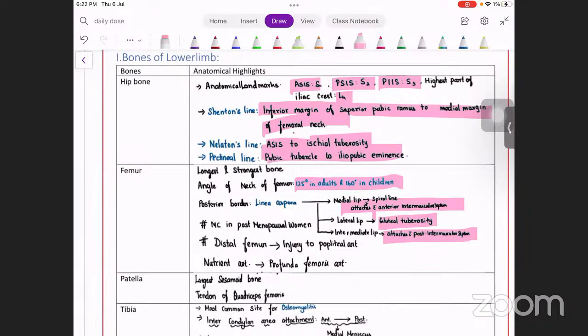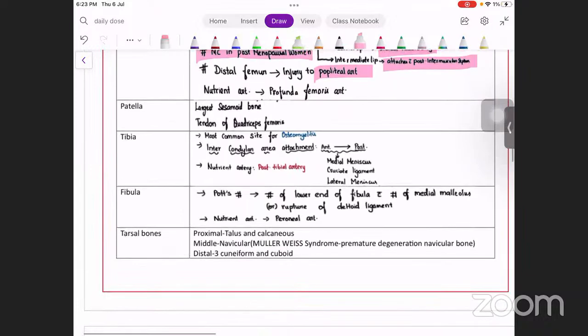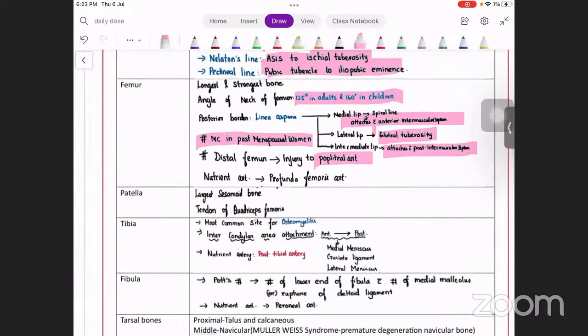And apart from that, the femur is the most common bone which is fractured in postmenopausal women. The fracture of the distal femur causes injury to the popliteal artery, and the nutrient artery of the femur is the profunda femoris artery. We discussed the nutrient artery table in the back, and these are the important things you have to remember in the femur. Longest and strongest, and then the carrying angle, 125 in adults, 160 in children. Most common bone fracture in the postmenopausal. Fracture to the distal femur causes injury to the popliteal artery.